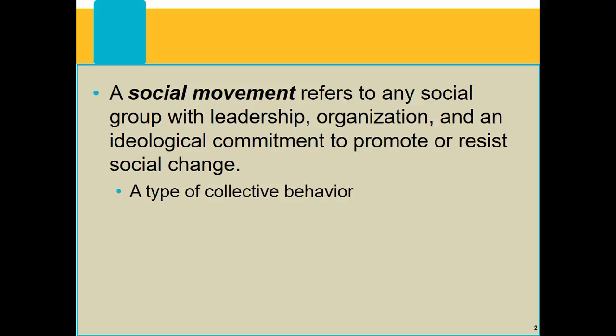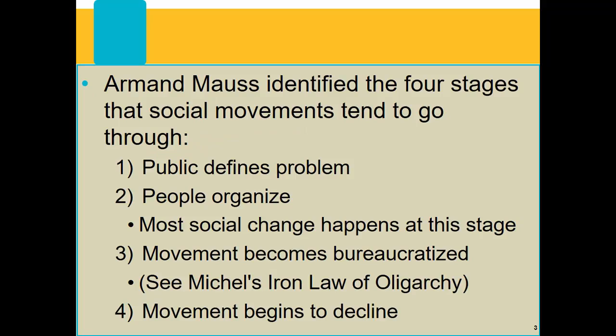So a social movement refers to any social group with leadership, organization, and an ideological commitment to promote or resist social change. A social movement must have those three things to be a social movement, and this is a type of collective behavior. Now, Armand Mauss identified four stages which social movements tend to go through. This is the life of the social movement, if you will.